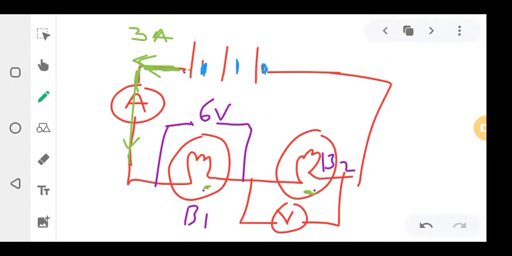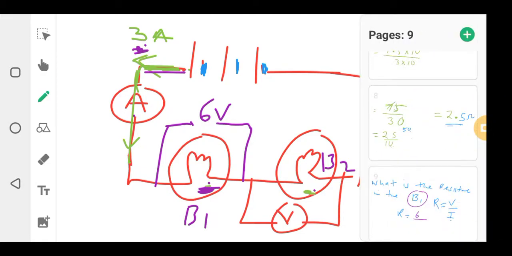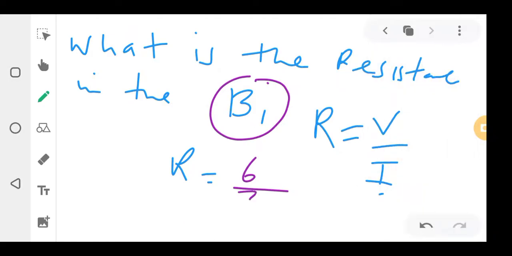Is it the one coming this side? It's 3. 3 is the one entering this bulb. The 3 amps is coming and meeting the 6 volts. So the current there is going to be 3. And then 6 divided by 3 is 2 ohms. That's how you find the resistance in the first bulb. Have you seen? That's how you find the resistance in the first bulb.